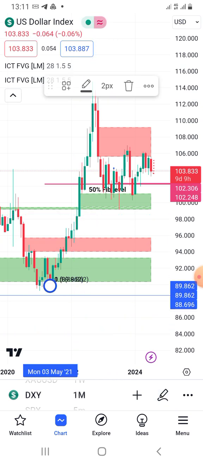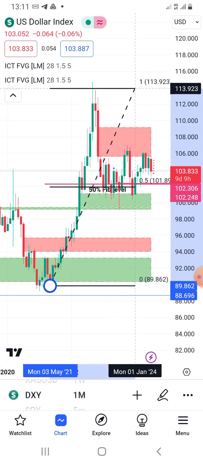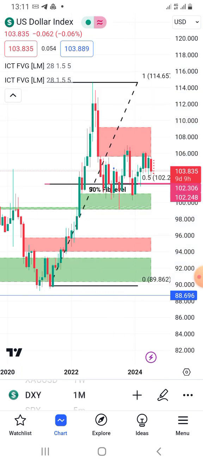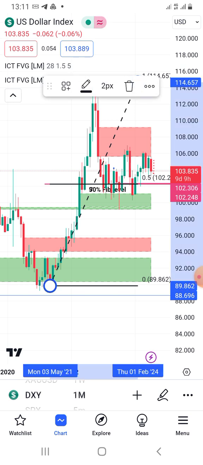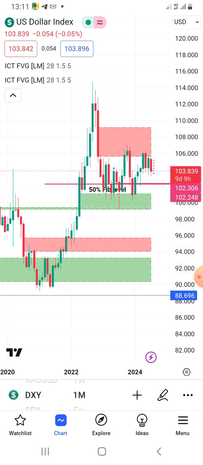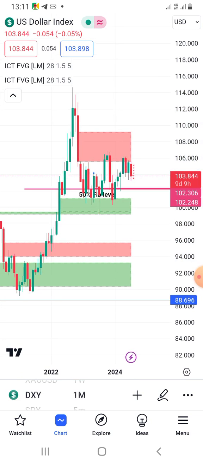The market has retraced. I've already drawn it and labeled it 50%. Based on what ICT said, once the market goes above the 50%, that's called premium, and below it is discount. So we'll be looking to buy in discount and to sell in a premium level. So I'll draw my 50%.